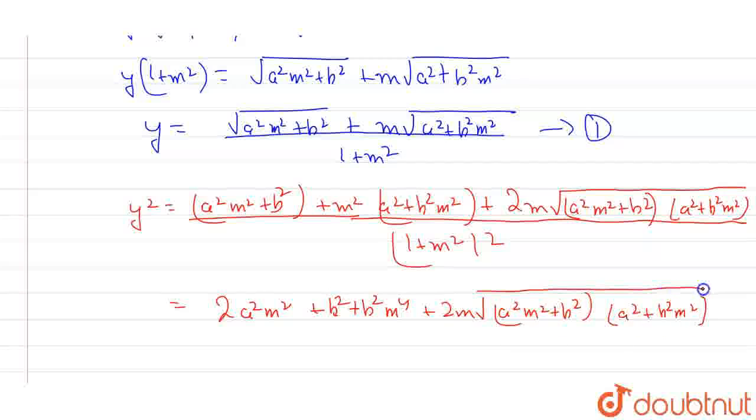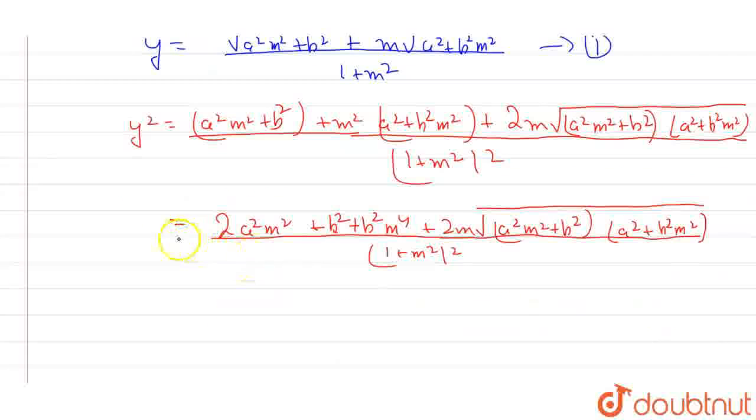Right, now these terms are looking quite complex, but actually if we follow the step by step method, nothing is complex for us to solve. So this will become 1 plus m square whole square in the denominator, so this is our y square. Now I'll save this equation for further use, and let's name this equation number A.